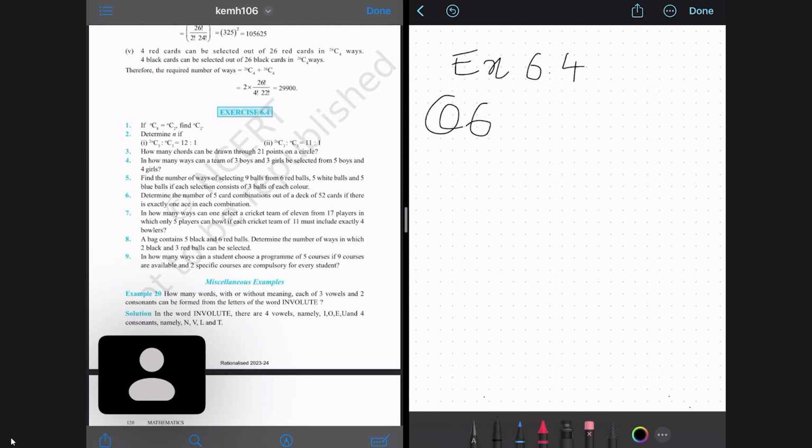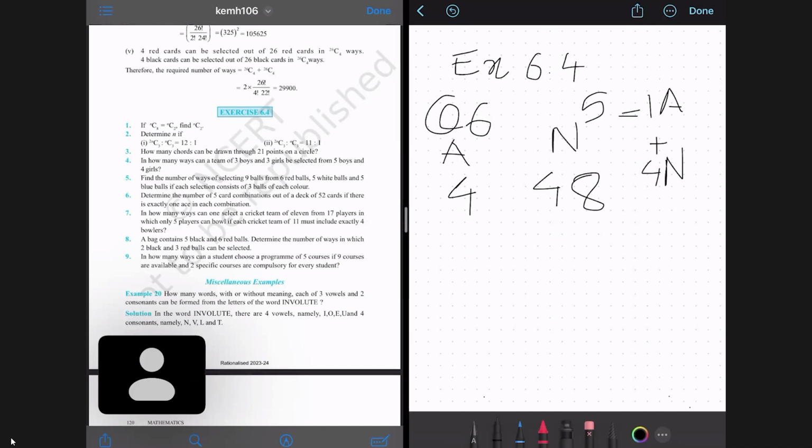We have to determine the number of 5-card combinations out of a deck of 52 cards if there is exactly 1 ace in each combination, right? So in a card deck of 52, there are 4 aces and 48 other cards. We have been told that we need to select a 5-card combination and one of them is compulsorily an ace, right? So out of 5 cards, 1 is an ace plus 4 other normal cards. And how many aces do we have in a deck? 4. And other normal cards are 48.